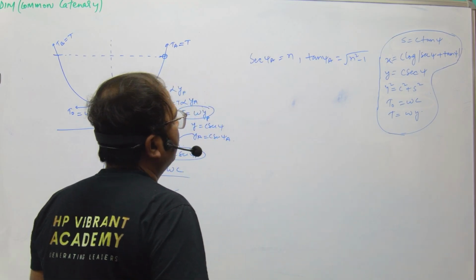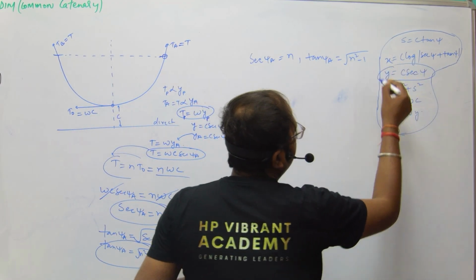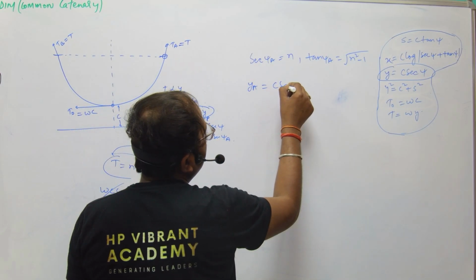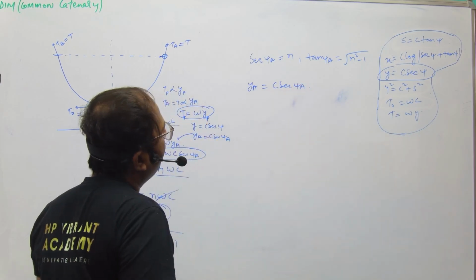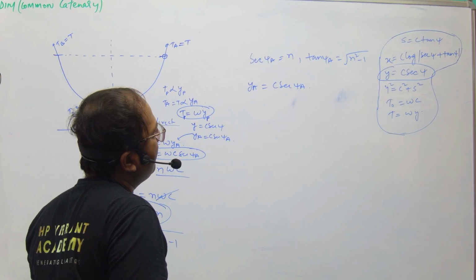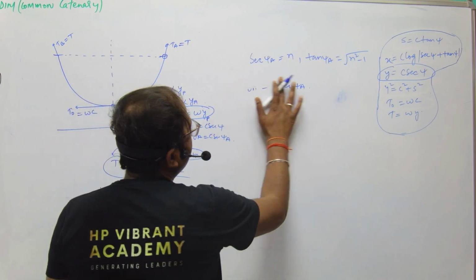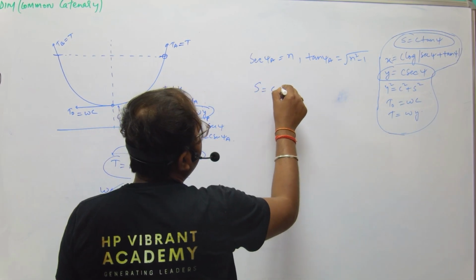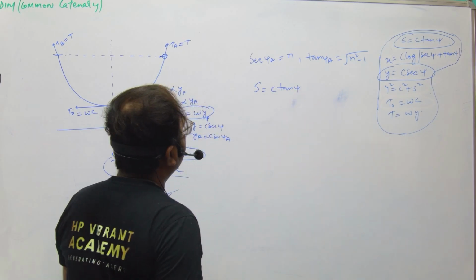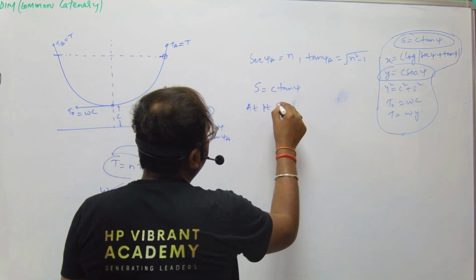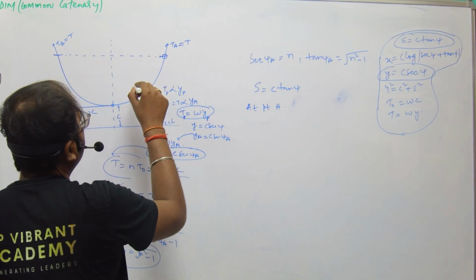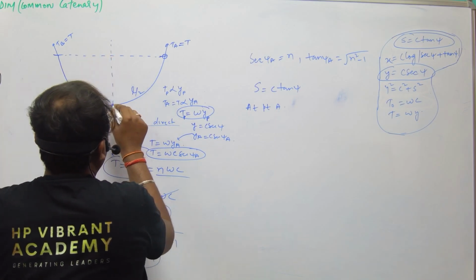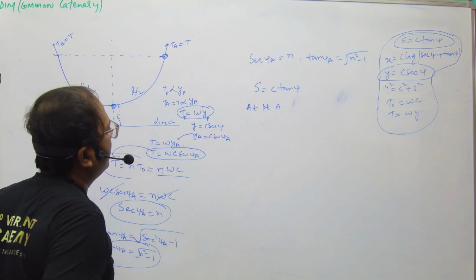Let us use this particular expression. At the terminal point we have YA is equal to c sec psi A, which we have already used. Let us use the other expression, S is equal to c tan psi. At point A the whole length is L, so this is L by 2 and this is L by 2. So the arc length from the lowest point up to the terminal point is L by 2.